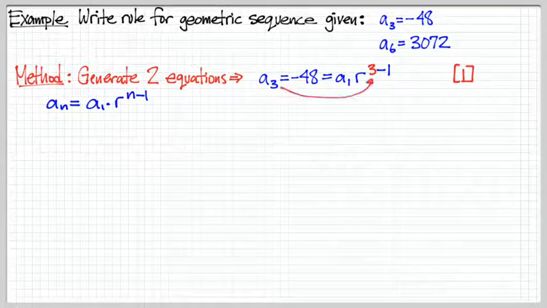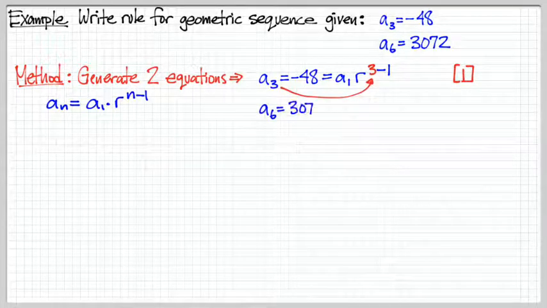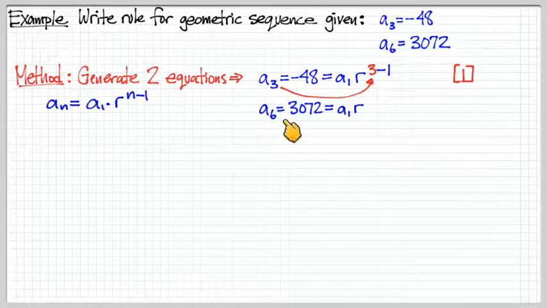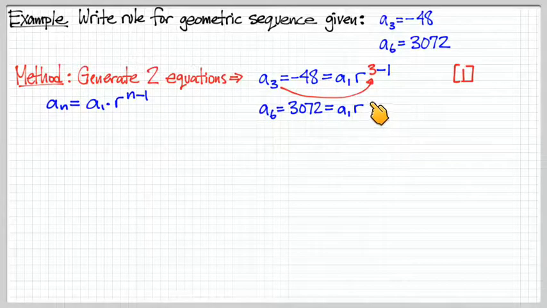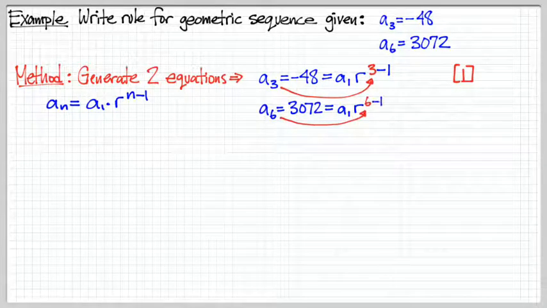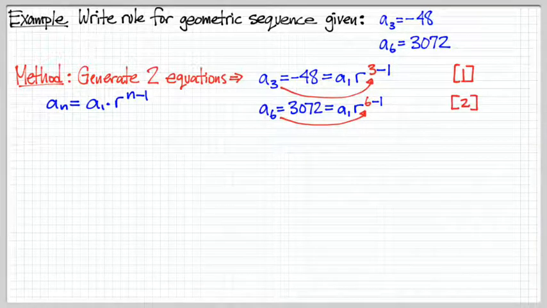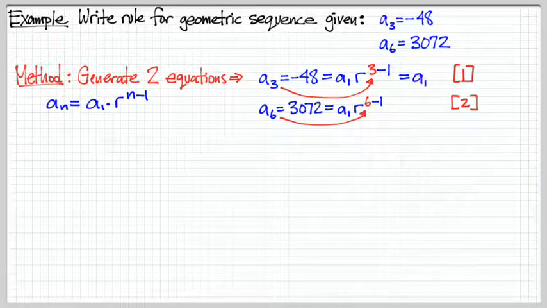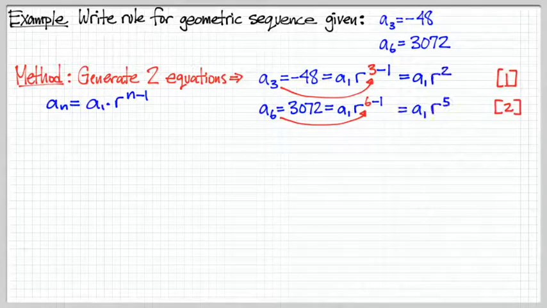Let's look at equation number 2. We're going to take A_6, we know that's 3072, and again we don't know A_1, we don't know r, but we do know that this is the sixth term, so we're going to put 6 minus 1 right there, and this is our second equation. Now we're going to combine these in a clever way such that we remove one of the variables. So the secret here, and I just simplified this over here: A_1 r squared, A_1 r to the fifth.